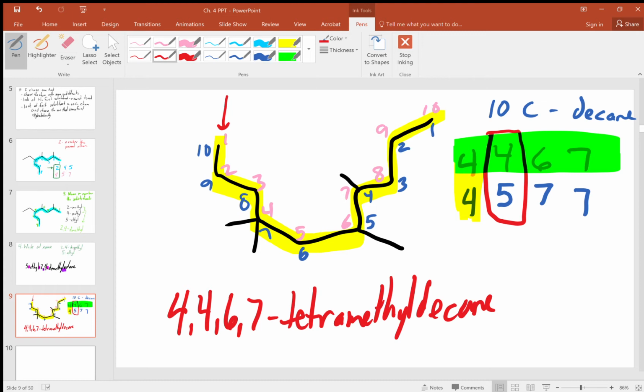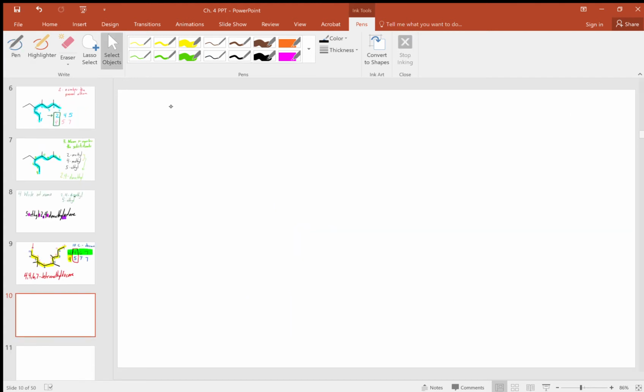All right, now everything we've dealt with so far, which I know is just 2 examples so far, but our substituents have been very simple. What happens if our substituents get more complicated? How do we handle a situation like that?